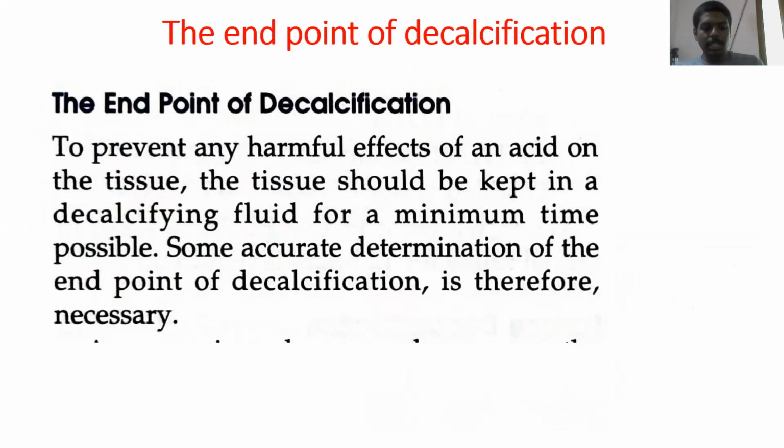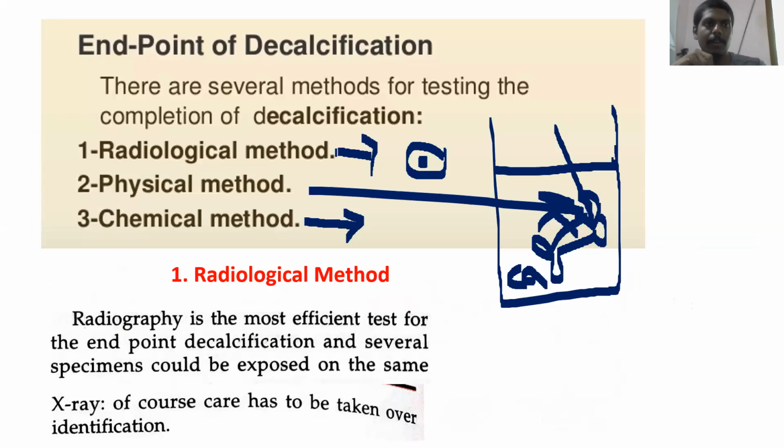To detect whether the tissue is completely decalcified or not, we can do some tests. We have three methods: radiological method, physical method, and chemical method. Radiological methods simply involve subjecting the section to X-rays. In the X-rays we can see if there is any bone remaining.